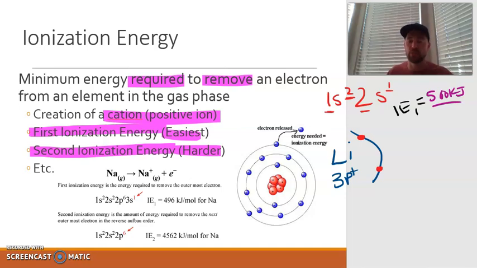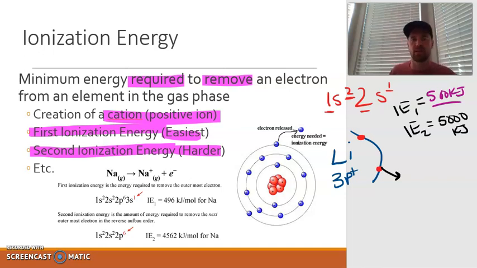Now, what if I wanted to remove another electron? In other words, I wanted to remove the second electron, this one right here. Well, the first one took 500 kilojoules. Do you think it would take double that, maybe 1,000? No, it's not going to take 1,000. It's going to be significantly more energy, maybe about 5,000 kilojoules. Like, whoa, why the heck does it take so much more energy to remove the second electron?